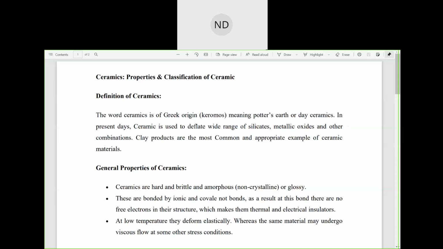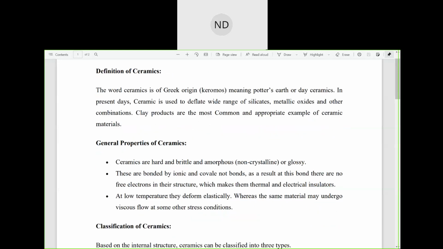The word ceramic is of Greek origin, meaning potter's art or designs. In the present day, ceramic is used to define a wide range of silicates, metallic oxides, and other combinations. Clay products are the most common and appropriate example of ceramic materials. So the general properties of these ceramics are what?